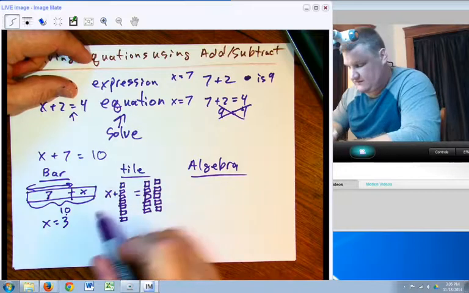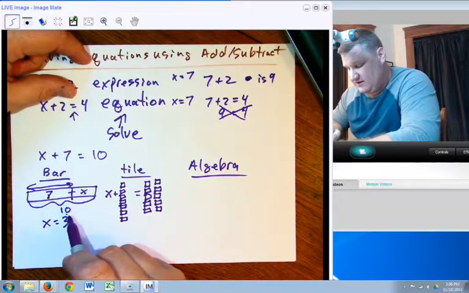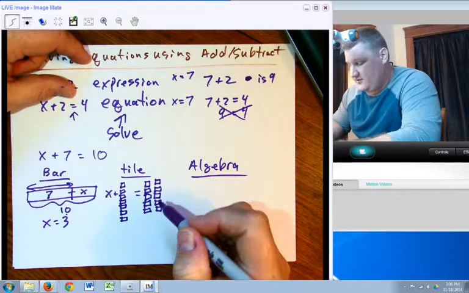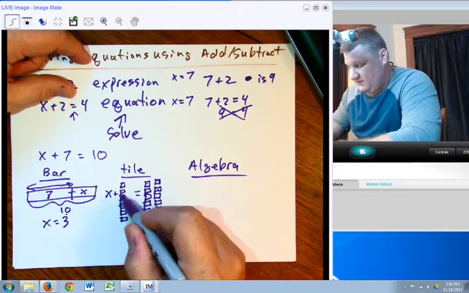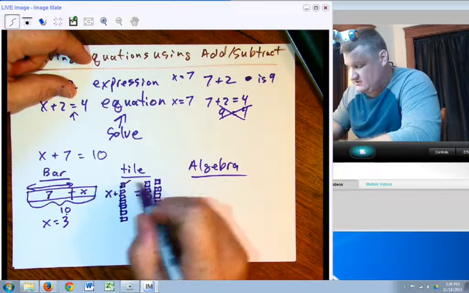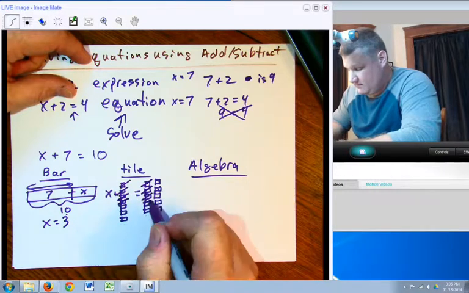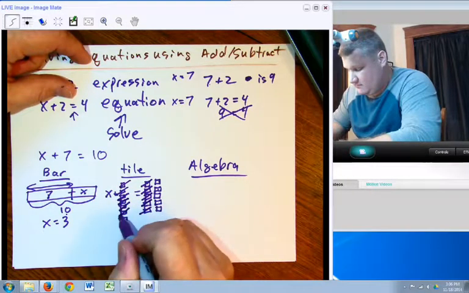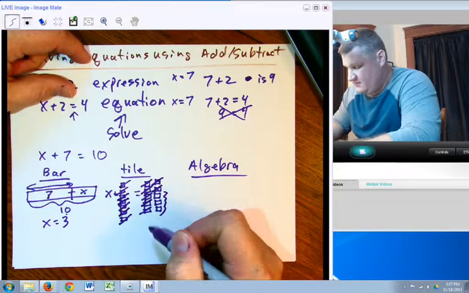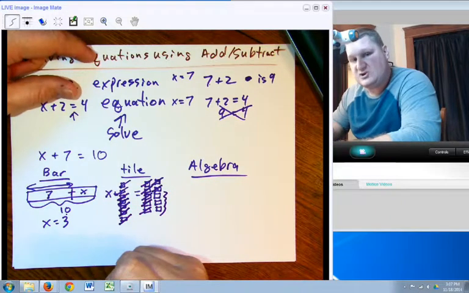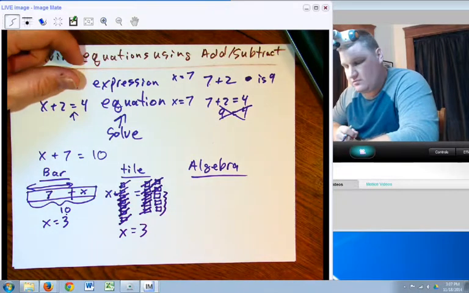But in this case, we can pretty well easily see that 10 take away 7 is 3. On the other hand, if I have 10 of these little blocks, over here I only have 1, 2, 3, 4, 5, 6, 7. Could I cancel one off each side? Until I have the number remaining, and it clearly shows me in the tiles that x has to equal 3 because I only have 3 blocks left.